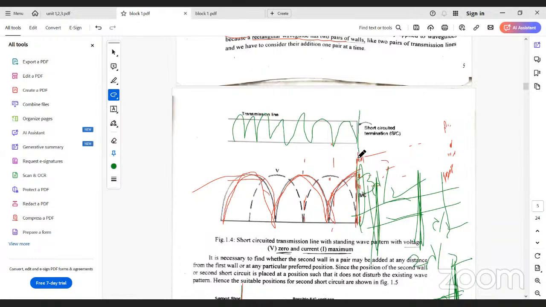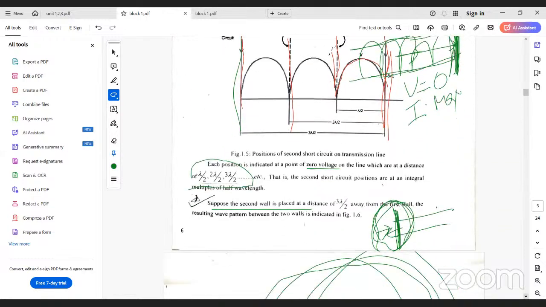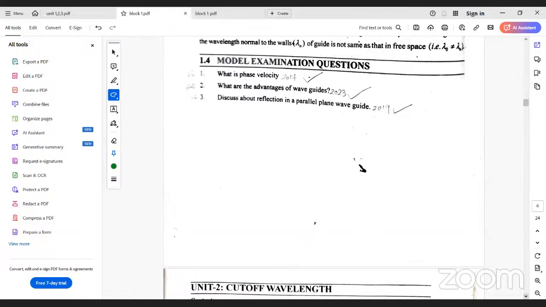But if I move this other end, what happens? I move it across a distance of lambda by 2, then again to 2 lambda by 2, 3 lambda by 2. These are the parts we discussed in the introduction. So, small 3 topics are covered.